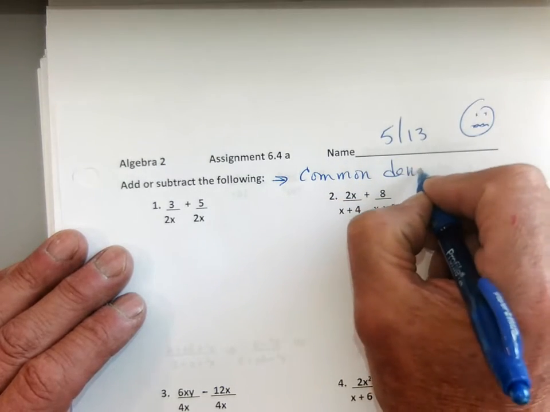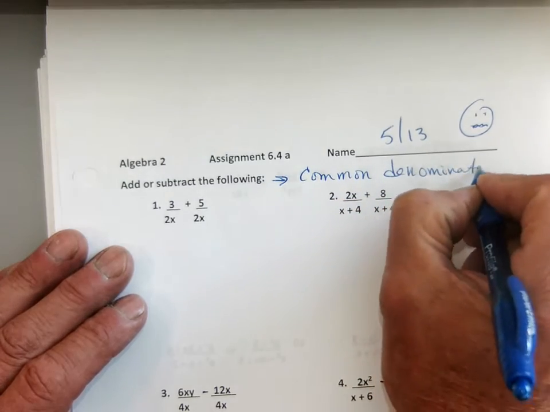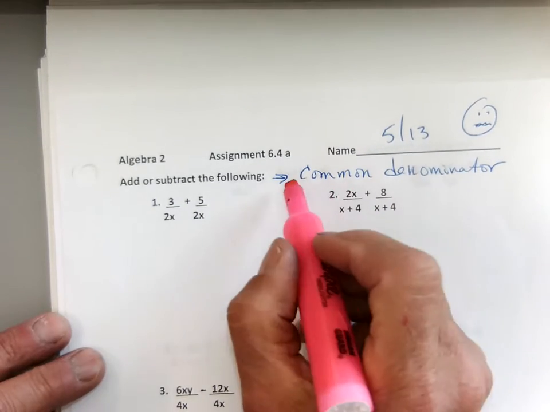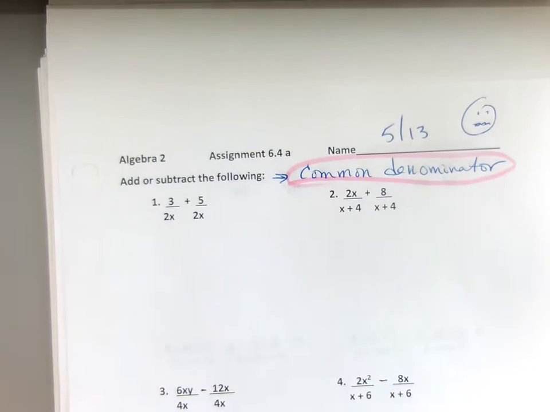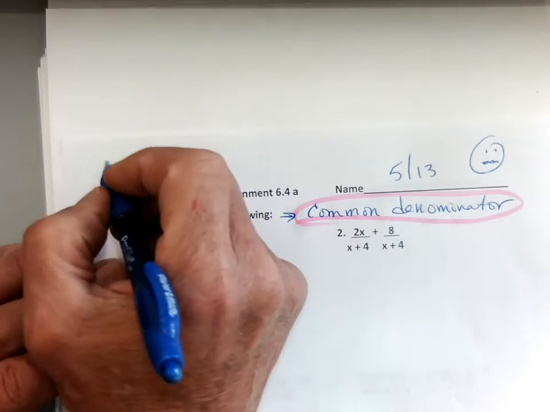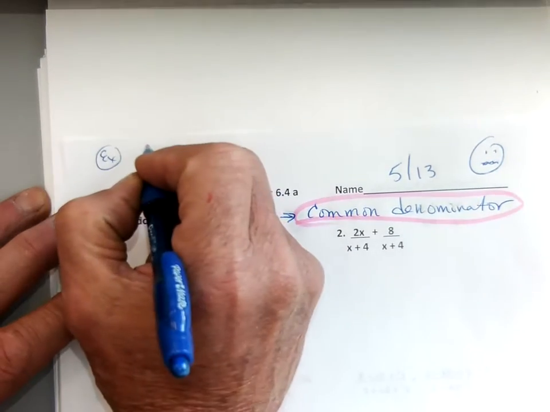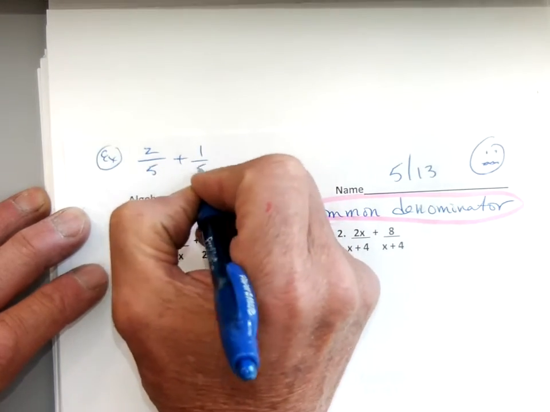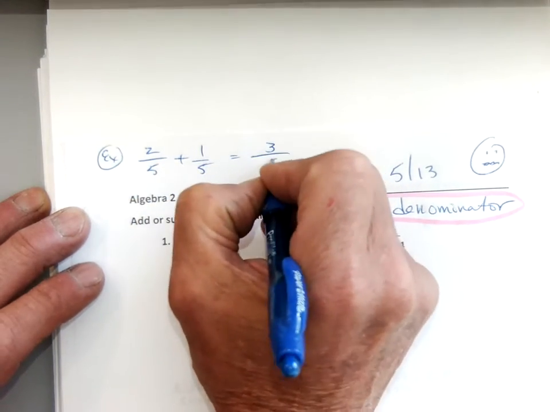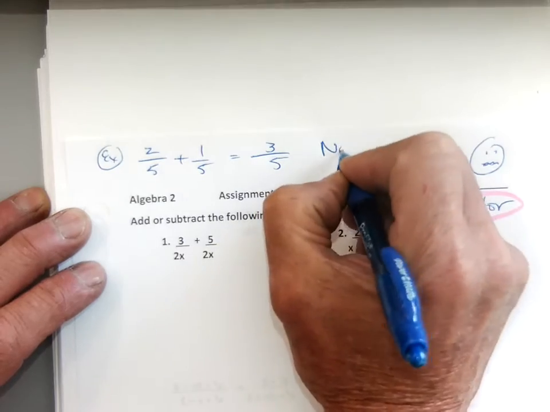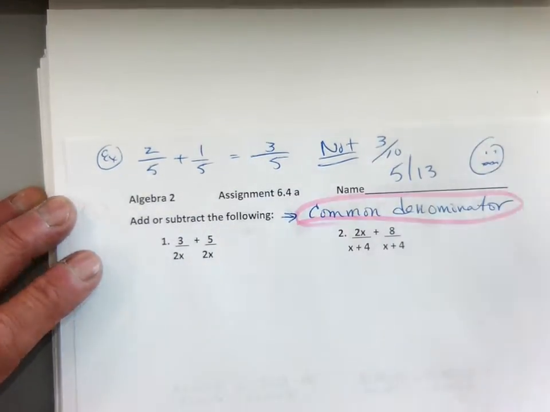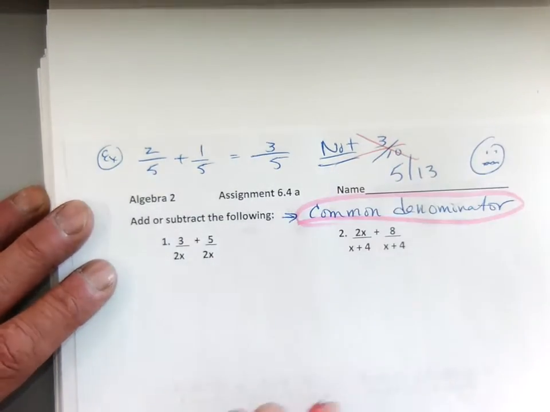So whenever we add or subtract, we need to have a common denominator, right? Okay, I'm going to highlight that. Everybody agree? Have to have a common denominator in order to add or subtract, okay? And again, I'll put my little example up here. If you have 2/5 plus 1/5, the answer is 3/5, not 3/10. You don't add the denominators, right?